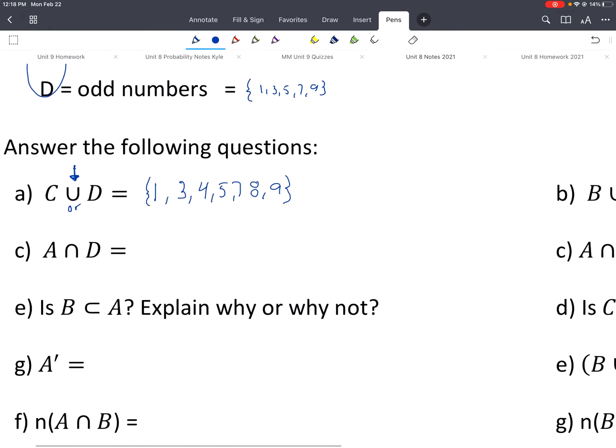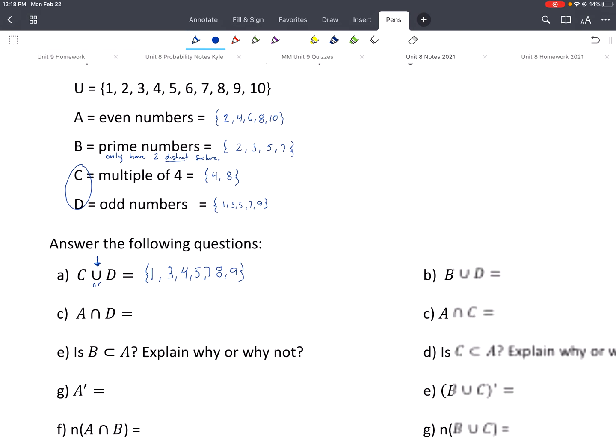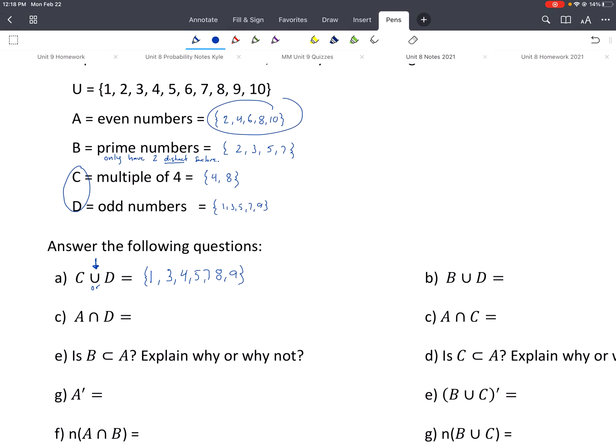Here is the intersection of A and D. So let's look at what A is, and we'll look at D. What do they have in common? 1's not in both of them, 2's not in both of them, 3's not in both, 5's not in both, 6 isn't in both, 7, 8, 9, 10. Okay, because obviously they shouldn't be the same, because A is the evens and D is the odds. So they will have nothing in common. This would just be our empty set.